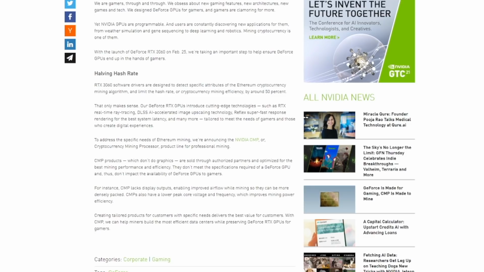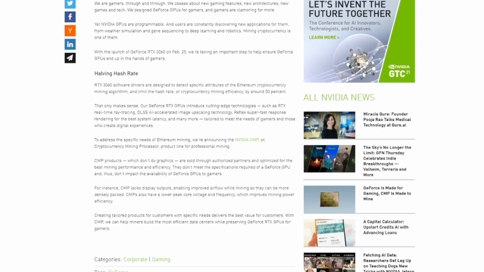"For instance, CMP lacks display outputs, enabling improved airflow while mining so they can be more densely packed. CMPs also have a lower peak core voltage and frequency, which improves mining power efficiency. Creating tailored products for customers with specific needs delivers the best value for customers." What a weird sentence. "With CMP, we can help miners build the most efficient data centers while preserving GeForce RTX GPUs for gamers."